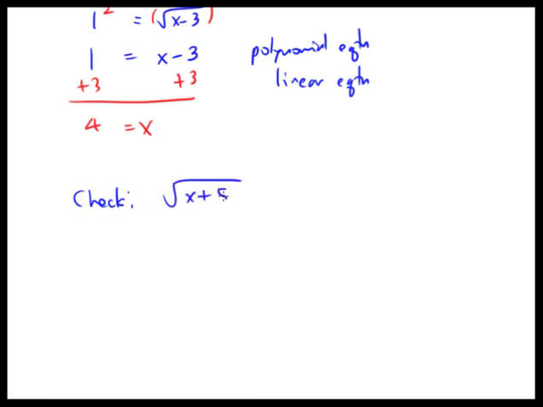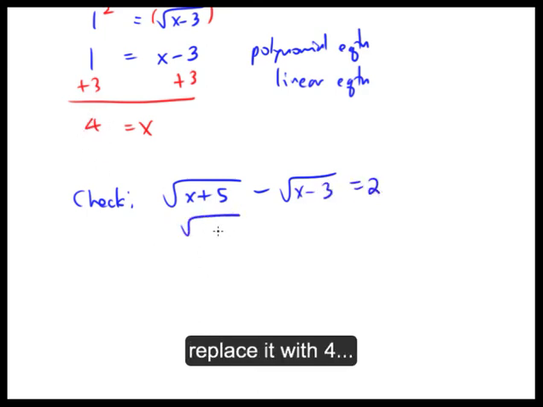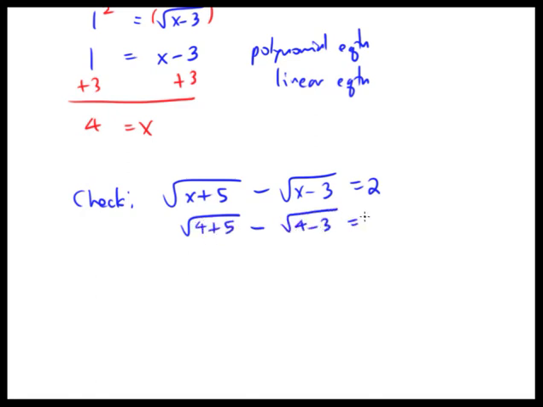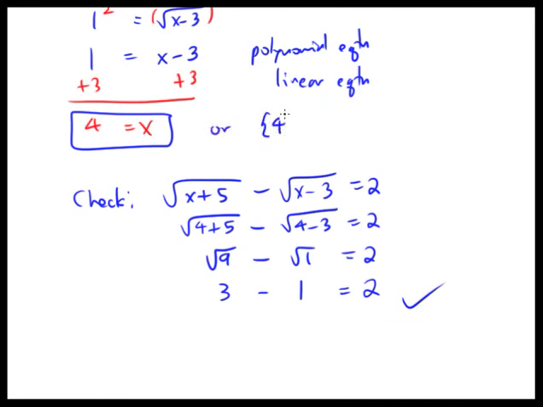Square root of x plus 5 minus square root of x minus 3 equals 2. Everywhere there's an x, put 4, because we think that's our solution. So square root of 4 plus 5 minus square root of 4 minus 3 equals 2. We'll do a little simplification. Square root of 9 minus square root of 1. Square root of 9 is 3. Square root of 1 is 1, so it says 3 minus 1 equals 2. That's true. It checks out, so that is our solution. x equals 4, or you could write in set notation a 4 inside the braces.